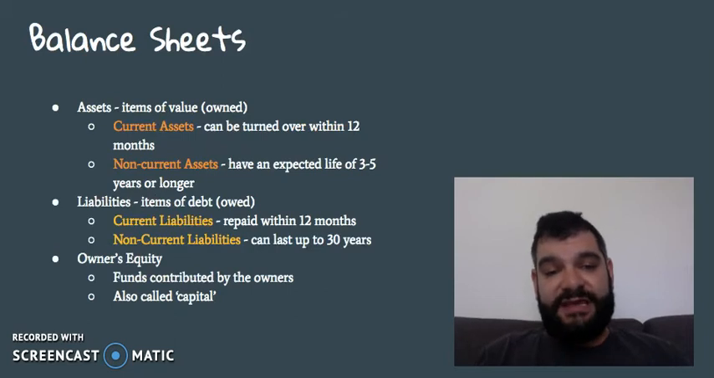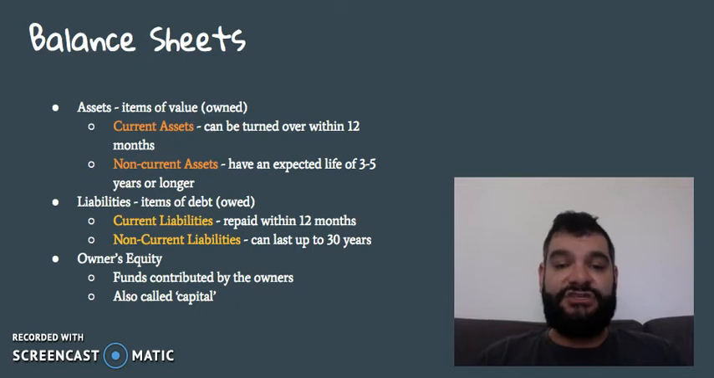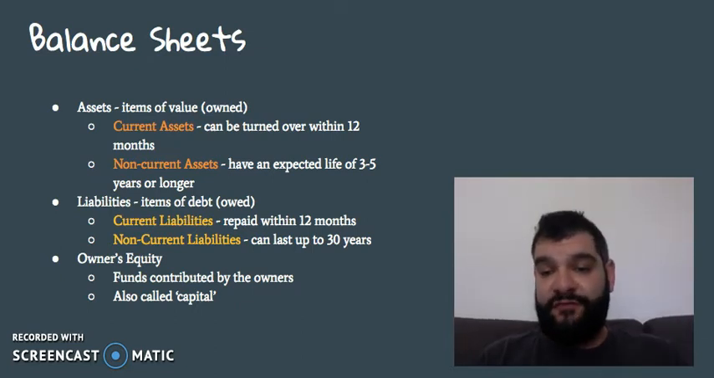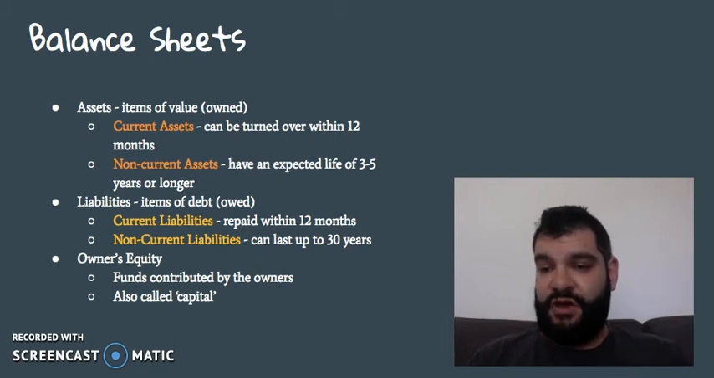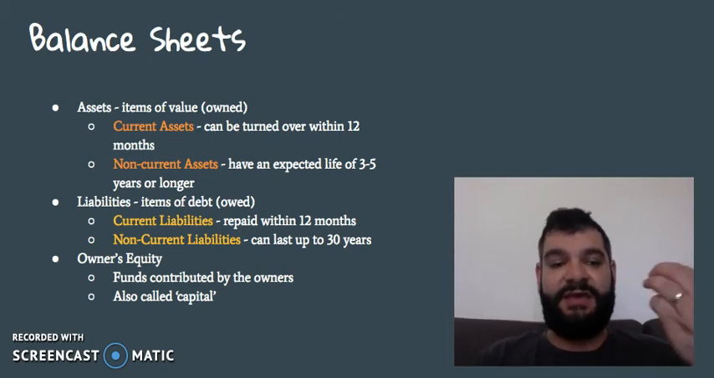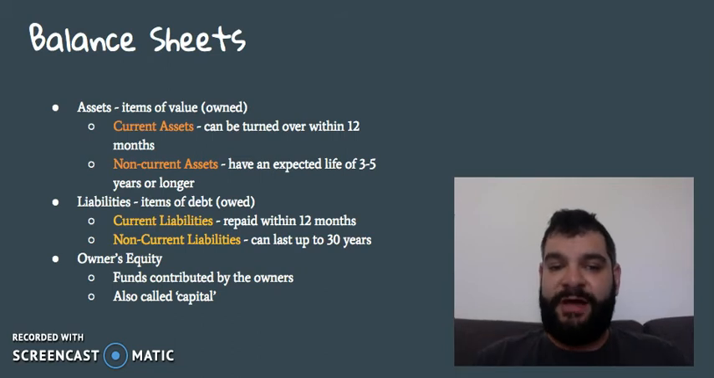We've got balance sheets. As I said, this shows assets, items of value, so what the business owns. And there are two types of assets. There are current assets, which are things that can be sold or turned over within 12 months. Anything that is above 12 months, or within 3 to 5 years, is a non-current asset. A current asset may be cash. They might have cash on hand. They can go to the bank. They can buy things with it. They can turn it over within 12 months.